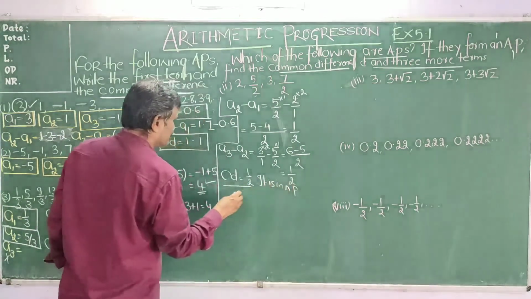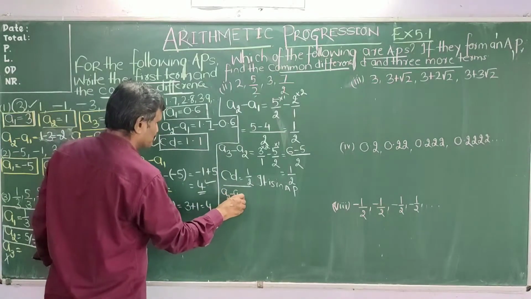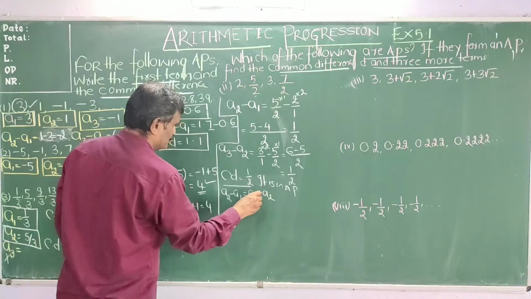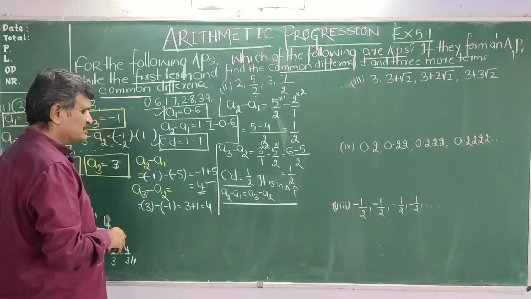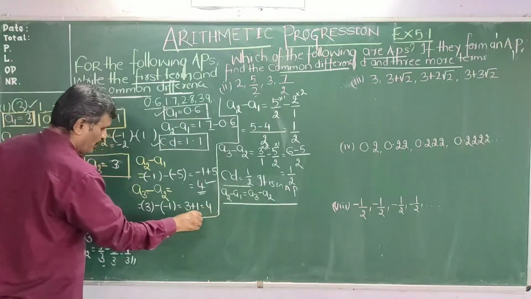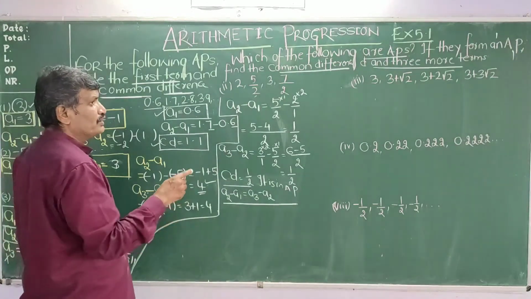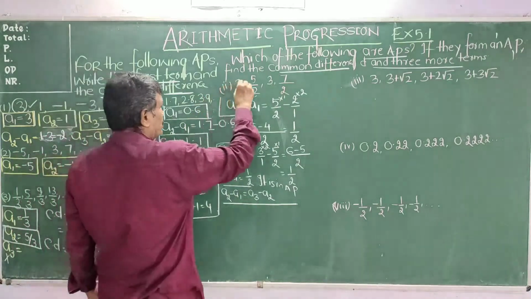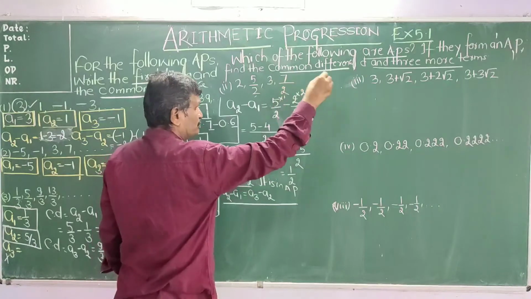Why is it in AP? Because A2 minus A1 is equal to A3 minus A2. So the first part of the story is over. Now the next part says, what you need to find out is, write the next 3 terms. That means 4 terms are there, and you have to write the 5th term.